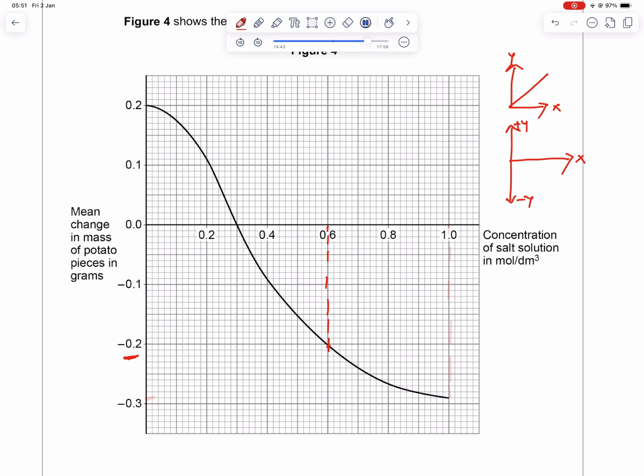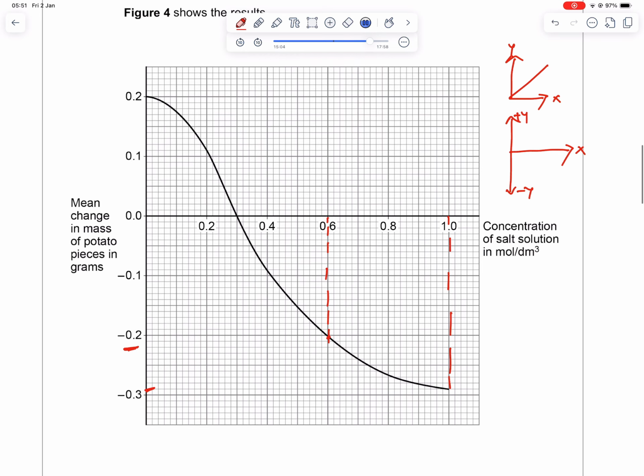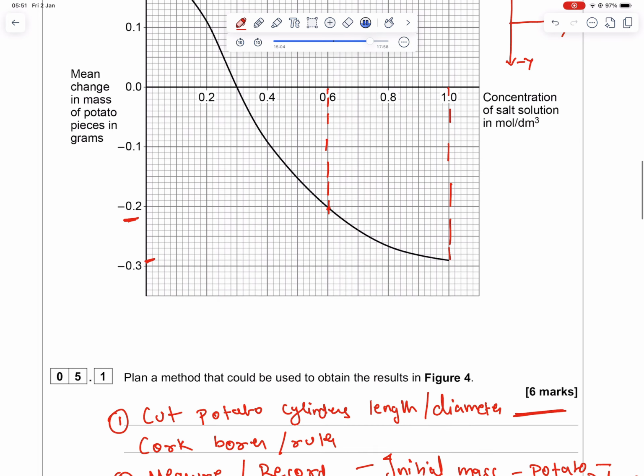Now, let's go back to the graph. We have already drawn a line here. We are going to draw the line here. As you can see, it is closer to negative 0.29, almost negative 0.3 grams of mean mass loss. Now, here the examiner focus is on comparative explanation. Are you able to identify?